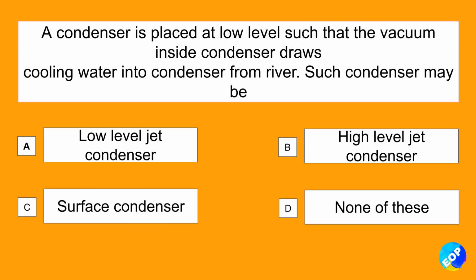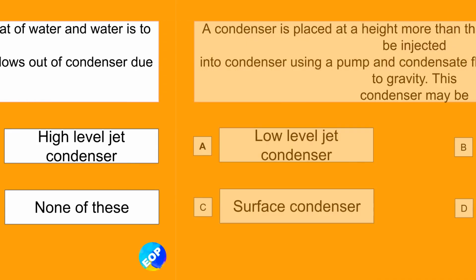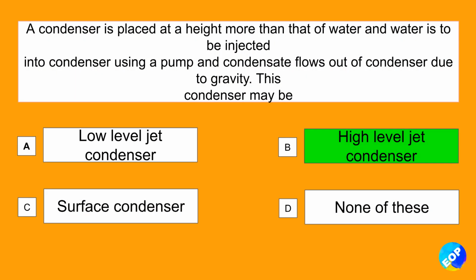Consider this scenario. A condenser is placed at a low level such that the vacuum inside draws cooling water into it from a river. This type of condenser is known as what? This is a low-level jet condenser. Here is another scenario. A condenser is placed at a height where water must be injected using a pump, and condensate flows out due to gravity. What is this called? This describes a high-level jet condenser.